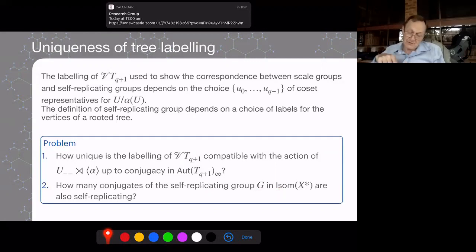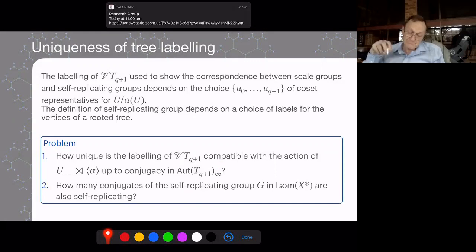So we can have a self-replicating group acting on a rooted tree that has some conjugate that's also self-replicating, but is not actually the same self-replicating group, because self-replicating groups are defined in terms of a particular labeling of the tree. The same group acting on the tree could be self-replicating with respect to two different labelings. And I think this is the same question as the one about choice of coset representatives for the scale groups.